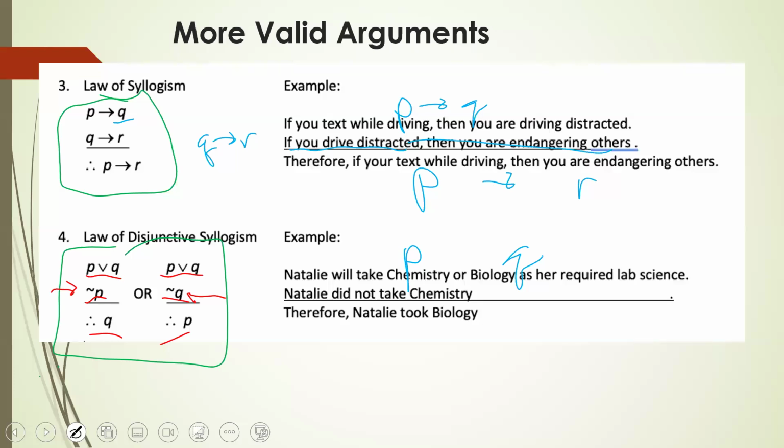And then we're told that she did not take chemistry, so we have not P. And so because P is not true, that means that we must conclude that the other part of the or statement, Q, is true. So therefore she took biology.